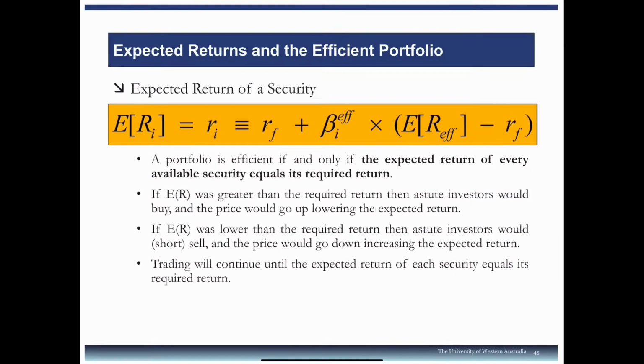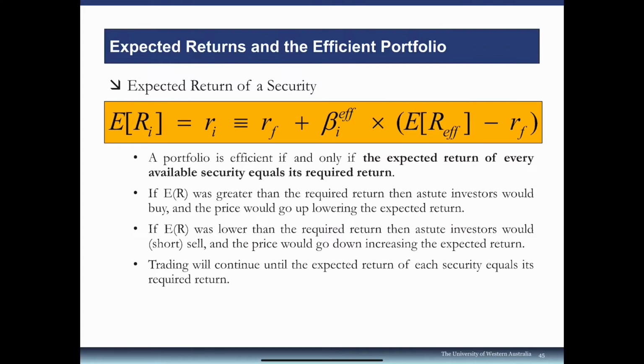And now let's go on to define it more formally. So the expected return of a security, E[RI], we can just write as shorthand RI, equals RF plus the beta of I with the efficient portfolio times E[R efficient portfolio] minus RF. And the portfolio is efficient only if the expected return of every available security equals its required return. So if E[R] was greater than the required return, then astute investors would buy, the price would go up, and the expected return would be lower. If E[R] was lower, then they will sell. So the trading will continue until the expected return of each security equals its required return. And this is when the market reaches equilibrium, right?